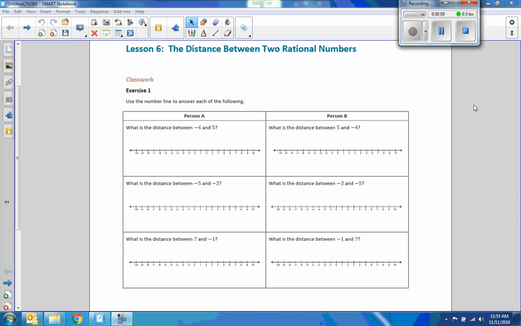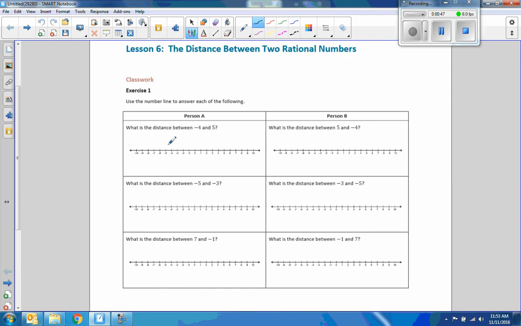Okay, so in this exercise, lesson 6, where we're talking about the distance between two rational numbers, you are all going to get in groups of 2. Pair up. One person is person A and the other is person B. Using a number line, each person independently counts the number of units that make up the distance between the two numbers listed in his or her assigned column. The teacher may want to provide students with larger number lines. Since I'm not here, I would just suggest that you use the number lines that you have in your book.